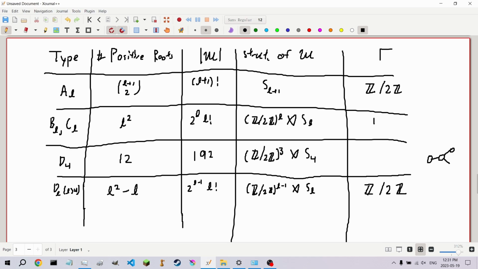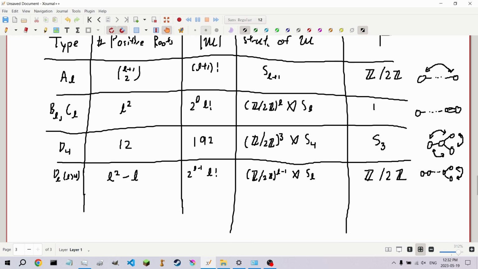Let me draw these out. So this one we have like this. A1, right? You can just mirror it. B2 all looks like this, so there's no non-trivial symmetry there, right? For D_L for big L, we can just swap this. But for D4, we have this full option of rotation, which gives us this S3 as our special group.